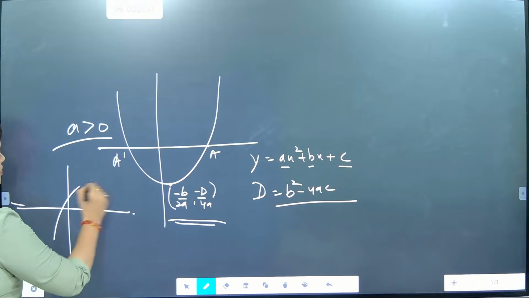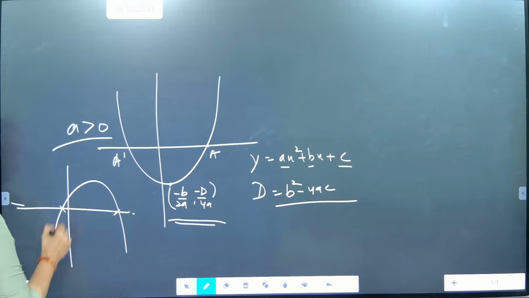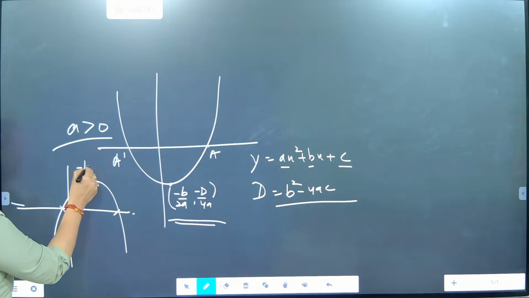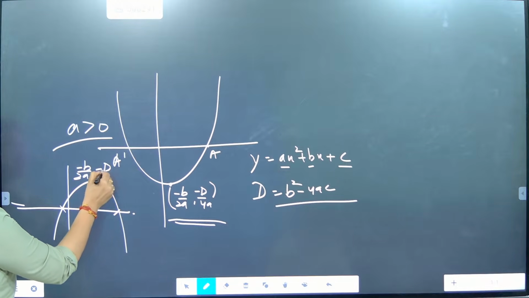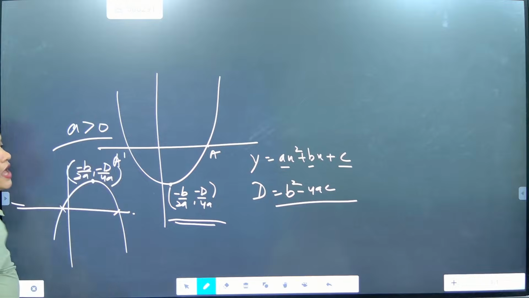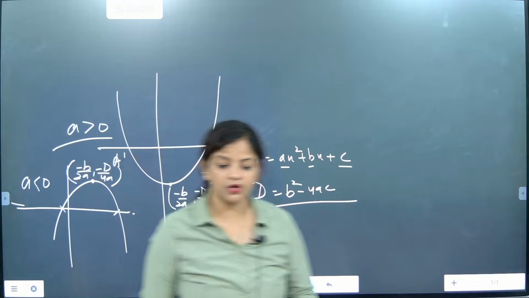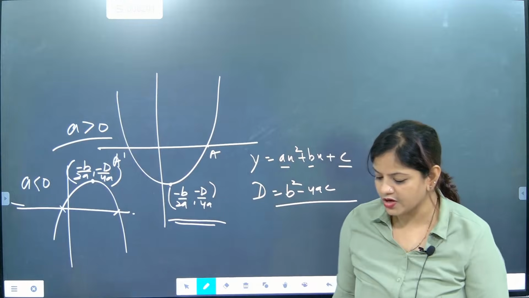If a situation like this is there, then this point and this point will be there. They are asking for the vertex point. What will be the vertex point? The shortest way: minus b by 2a, minus d by 4a, and a is less than 0. That's it. A will be less than 0. So this is one simplest thing we are going to understand.